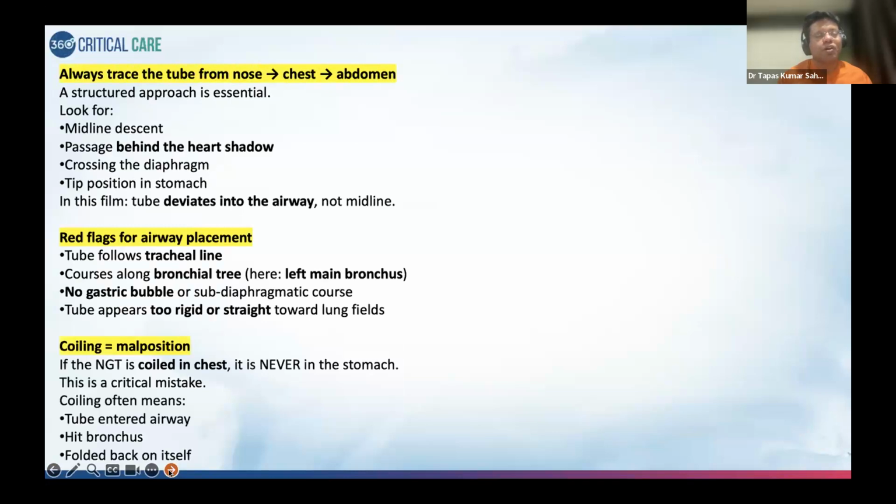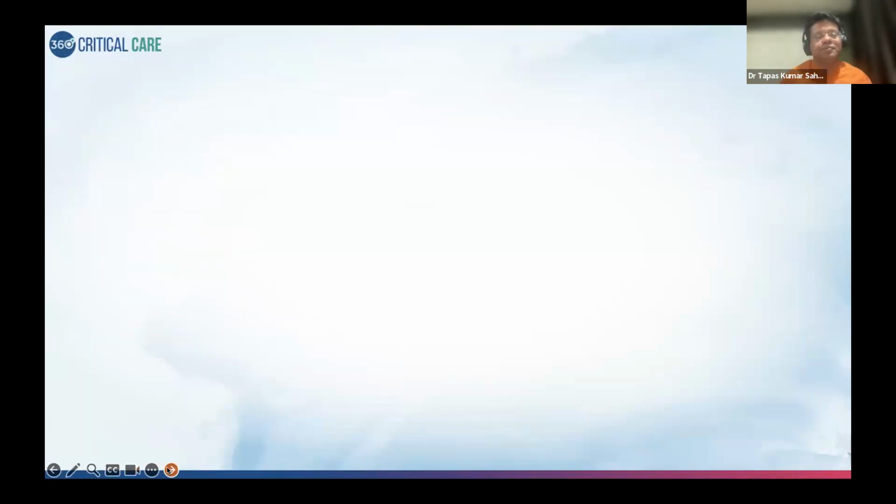Now, coiling or malposition. If the NG tube is coiled in the chest, it is never in the stomach. The dictum is that if it is in the chest, it is never in the stomach. This is a critical mistake. Coiling often means the tube entered the airway, hit the bronchus, or folded back on itself.